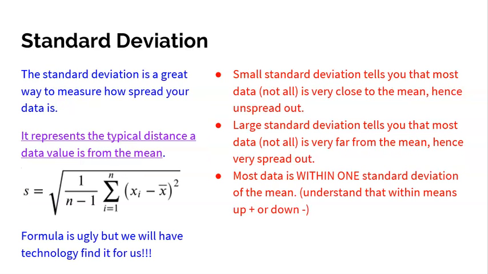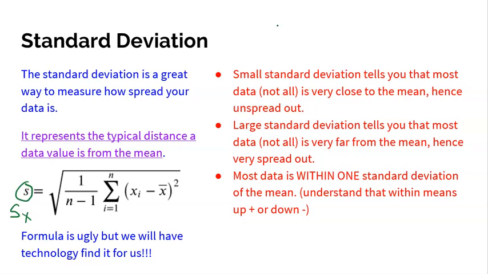All right, last measure of variability here is standard deviation. The standard deviation is a great way to measure how spread your data is, and represents the typical distance a data value is from the mean. I underlined that because that is huge, because below this is the formula for standard deviation. And by the way, the symbol for standard deviation is just S, or a lot of people might do S with a little sub X. It just means the standard deviation of your data.